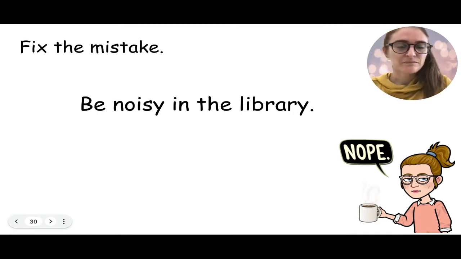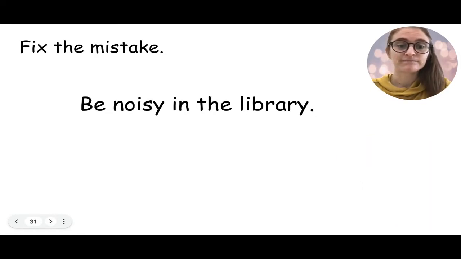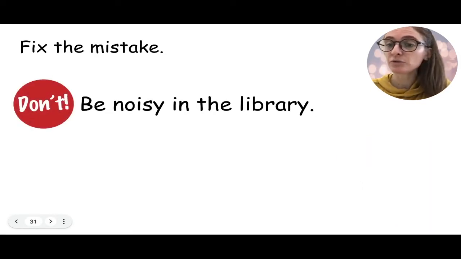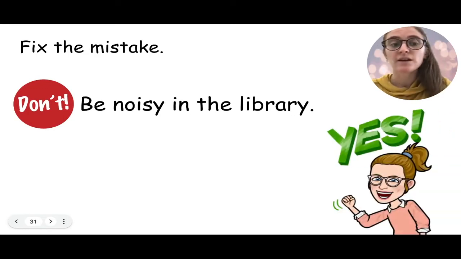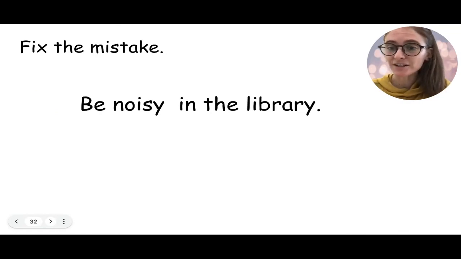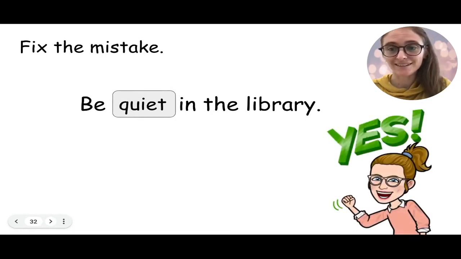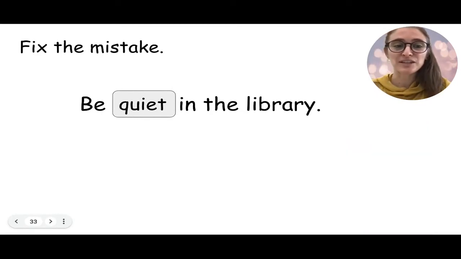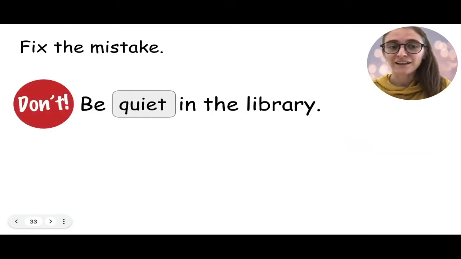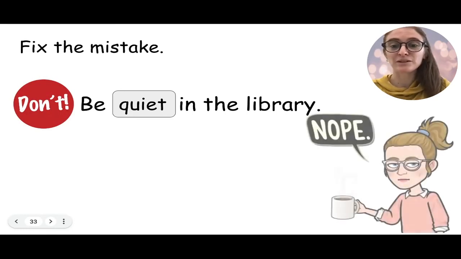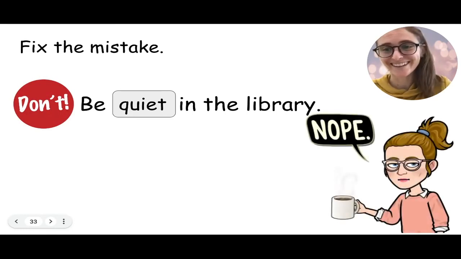Let's try this one. Be noisy in the library. We change to don't. You can do this. You can say, don't be noisy in the library. That is correct. Or change the adjective noisy to be quiet in the library. Yes. But remember, don't do two things, right? Don't add don't be quiet. If you say don't be quiet, that means to be noisy. Again, you did not fix it. So only change one thing.